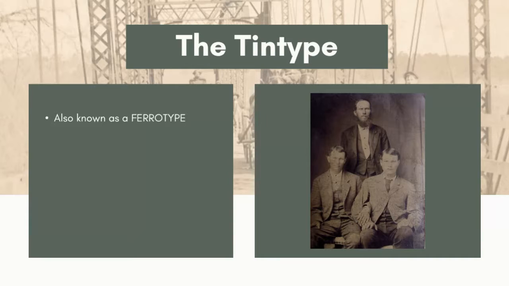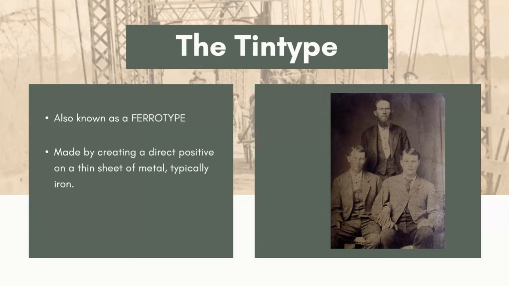Now, a tintype is also known as a ferrotype. So if you see that particular word in writing or in a book, you know that you are talking about a tintype. And a tintype was made by creating a direct positive image on a thin sheet of metal, and typically that would have been iron.